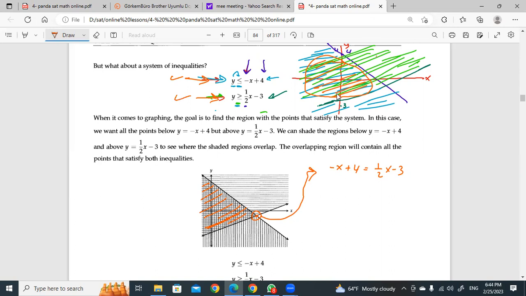What do we call this? It's the solution of a system of equations. This is a system of equations.